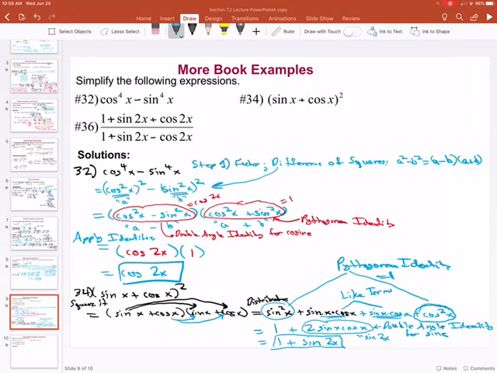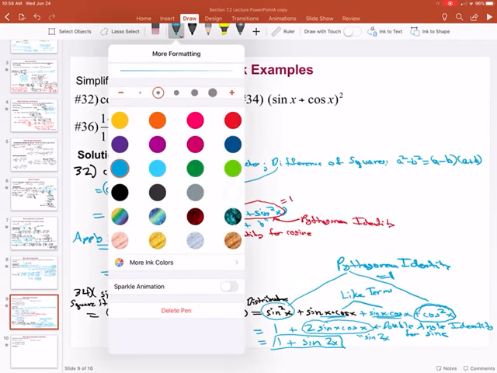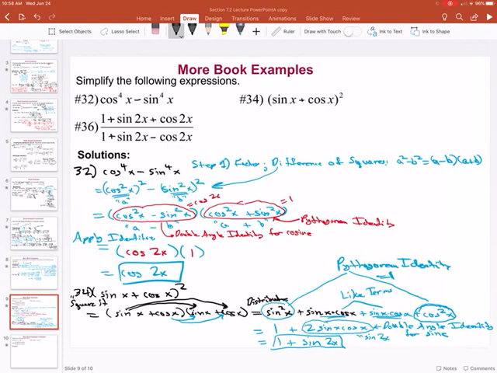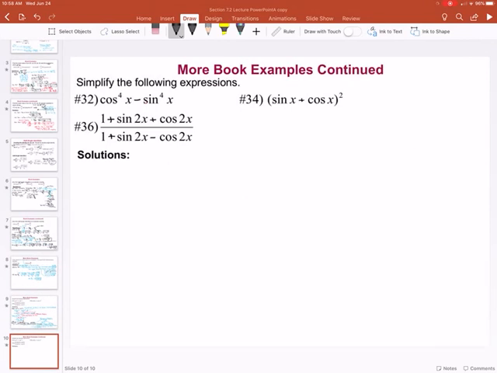So let's simplify it nicely. We did a little multiplication. We had to square it at the beginning, raise it to a power of 2, so we expanded it and distributed. And then we started simplifying, adding like terms, and applying identities. Let's go ahead and do the last one, 36. In 36, we have 1 plus the sine of 2x plus the cosine of 2x, divided by 1 plus the sine of 2x minus the cosine of 2x.